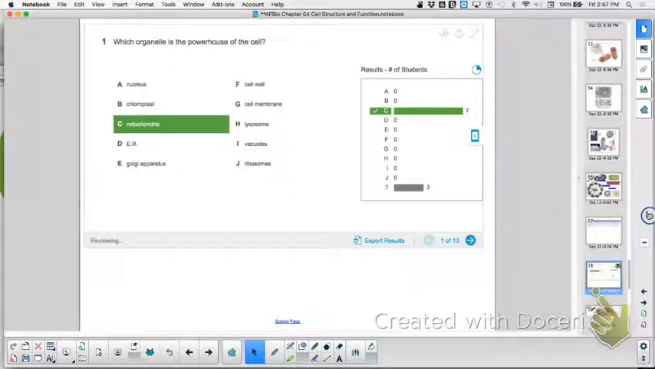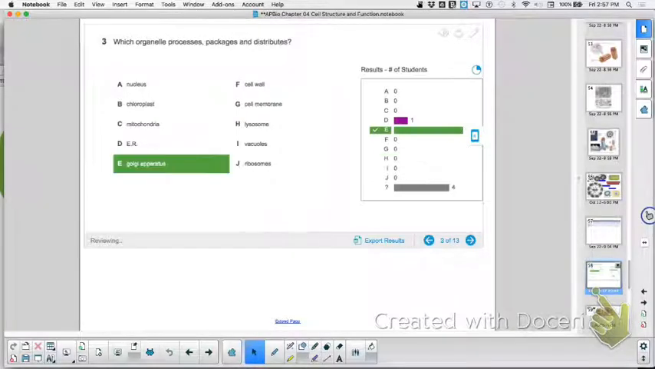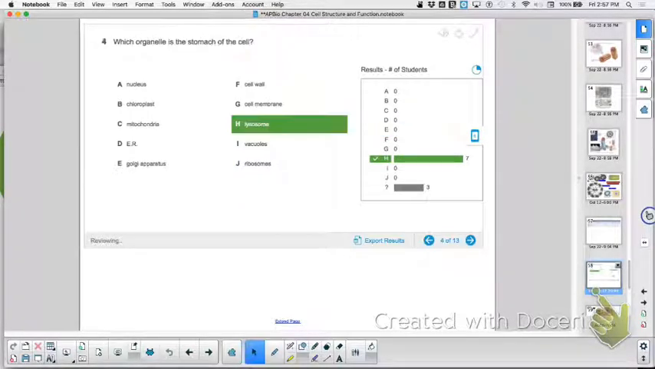Wait, I don't want to go too fast. Are you good with that? Okay, anybody have trouble with this one? No? Okay. Which organelle processes, packages, and distributes? The Golgi apparatus. One person said ER. We good with this one? Okay.